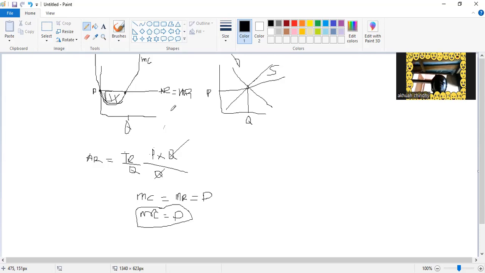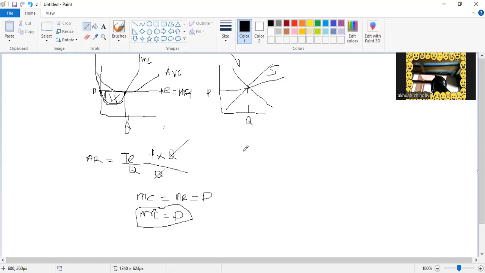So average variable cost is also a U shape. Okay, so let's draw average variable cost here. Let's say this is your average variable cost curve. So they are saying that from this point upwards is the supply curve for a firm. So why use the average variable cost?